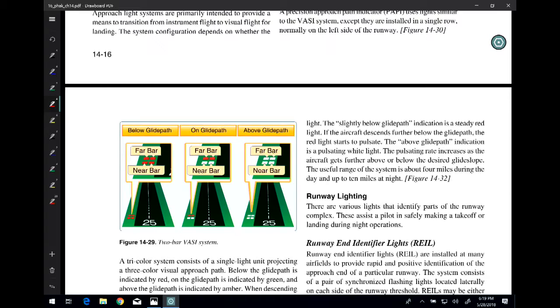Red over white, you're all right. And so even if you had just the regular lights like this, if you had this indication here with the round lights as opposed to the bars, that would indicate that you're on the glide slope. Most glide slopes are going to be about 3 degrees, and that really gives you about a 500 foot per minute descent.